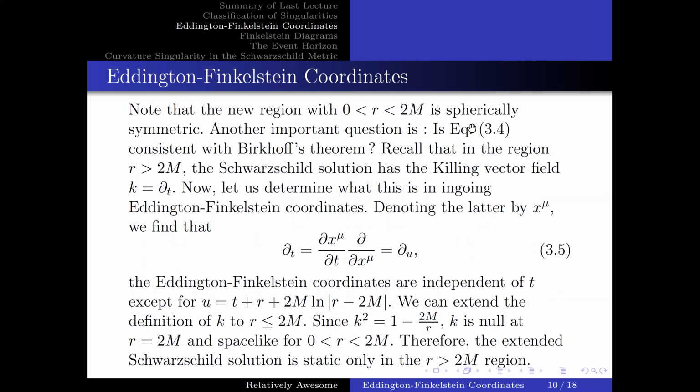Another important question is, is equation 3.4 consistent with Birkhoff's theorem? Recall that in the region r greater than 2m, the Schwarzschild solution has Killing vector k equals partial t. Now, let us determine what this is in ingoing Eddington-Finkelstein coordinates. Denoting the latter by x mu, we find that partial t is equal to partial u. The Eddington-Finkelstein coordinates are independent of t, except for when u equals t plus r plus 2m ln of r minus 2m. We can extend the definition of k to r less than or equal to 2m. Since k squared is equal to 1 minus 2m over r, k is null at r equals 2m, and space-like in the region from r equals 0 to r equals 2m. Therefore, the extended Schwarzschild solution is only static in the region r greater than 2m.